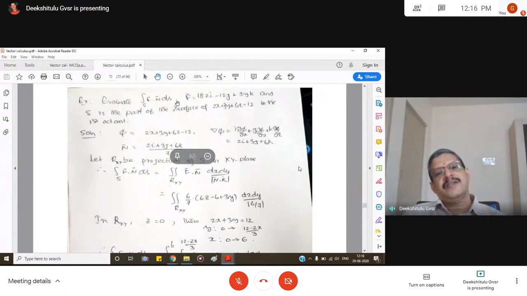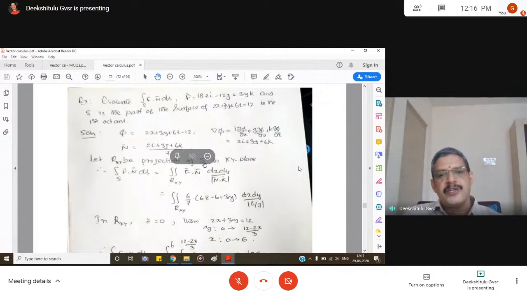Evaluate the surface integral of F dot n dS, where F is 18zi minus 12j plus 3yk and S is the part of the surface 2x plus 3y plus 6z is equal to 12 in the first octant. So phi is 2x plus 3y plus 6z minus 12. That is the surface given to us. To find the unit normal, you have to find grad phi, i dou phi by dou x, j dou phi by dou y, k dou phi by dou z, that is 2i plus 3j plus 6k. And the unit vector along the normal is 2i plus 3j plus 6k by its magnitude, that is 4 plus 9 plus 36, 49. So the square root of that is 7.